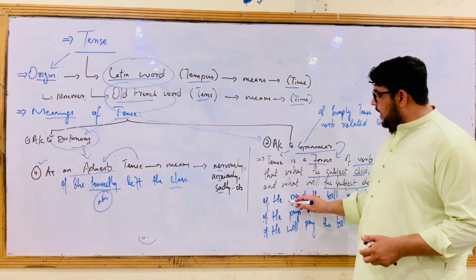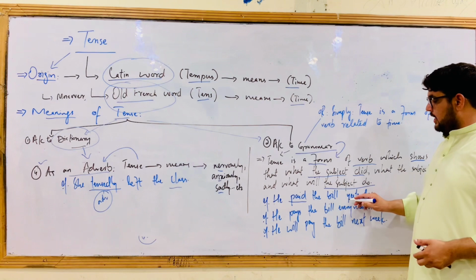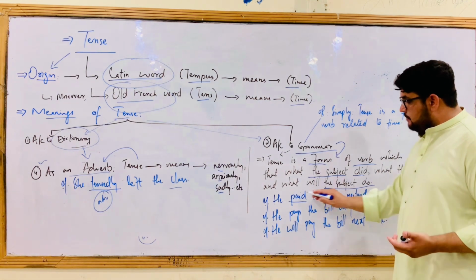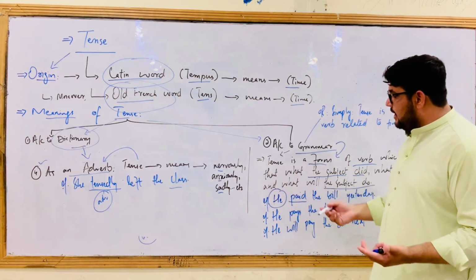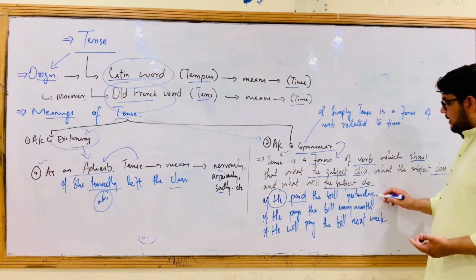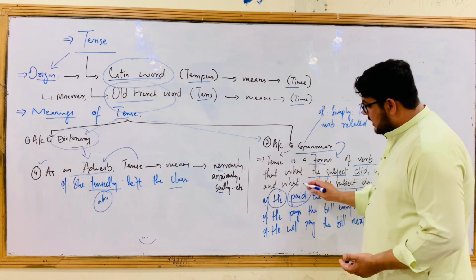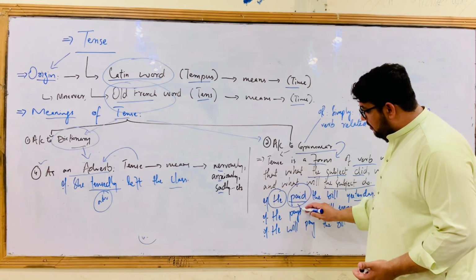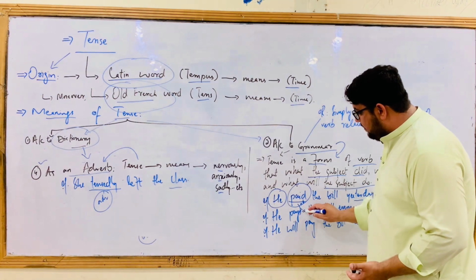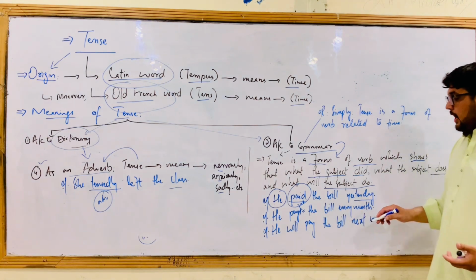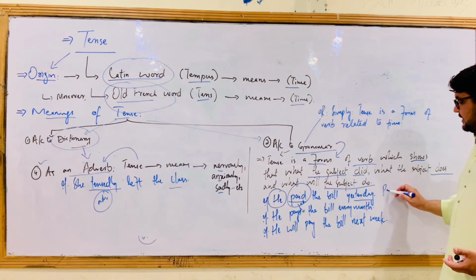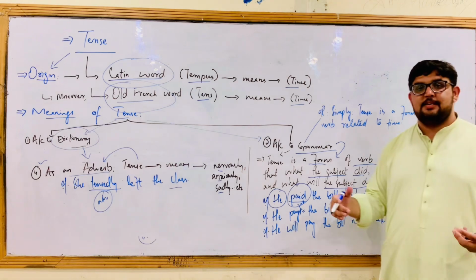For example, he paid the bill yesterday. So what did the subject do? The subject paid the bill yesterday. So it's "paid" here. This is tense. With this second form or past form of this verb, we can identify that this is a past time. The subject has done something in the past.